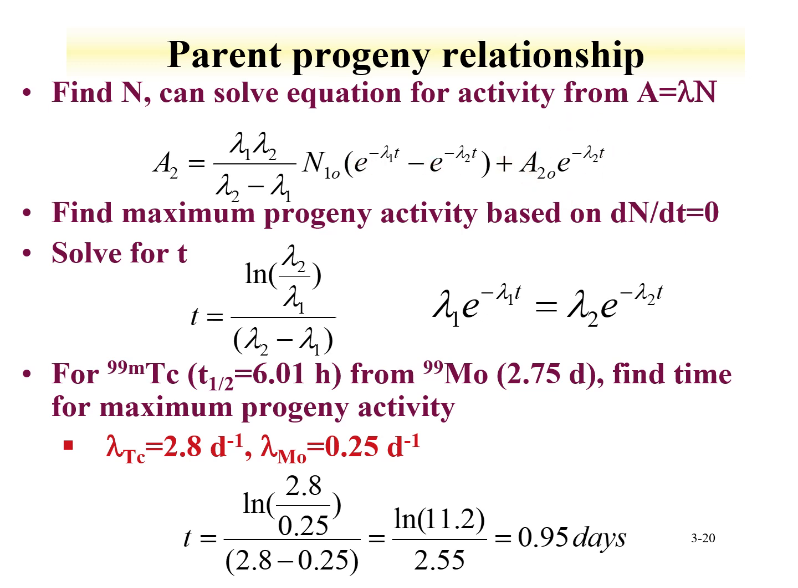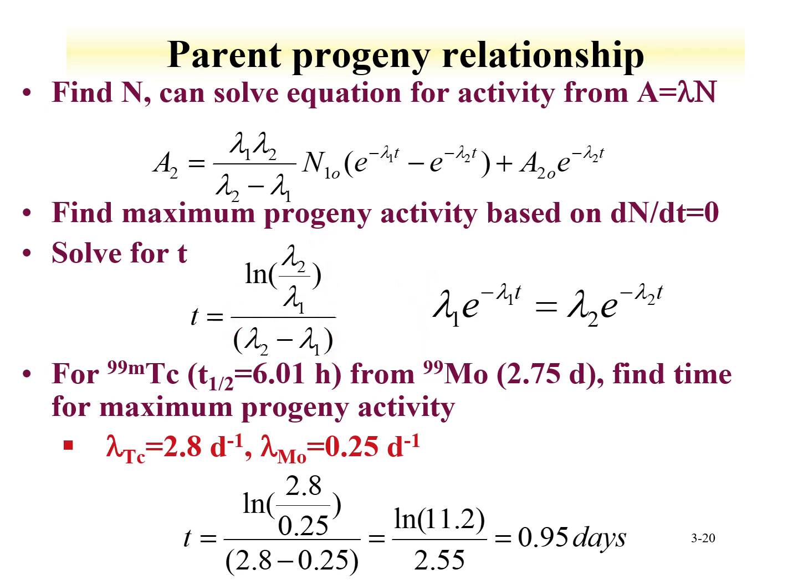We can use this to find maximum progeny activity based upon just setting the change of the progeny with respect to time equal to 0. We're maximizing. And let's solve for t. We have the equation where the time that it takes to reach this maximum is equal to the natural log of the ratio of the decay constants divided by the difference of the decay constants. And that's not too surprising. We don't need to understand the amount of material that's available, parent or progeny, for it to reach a maximum amount of progeny. All it is is a ratio and a difference of the decay constants of the parent and the progeny.